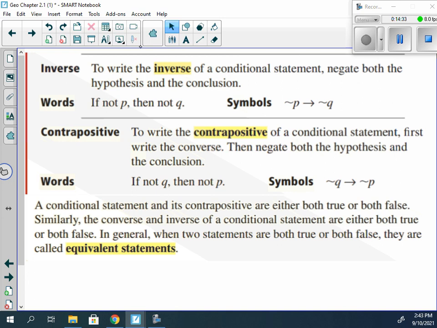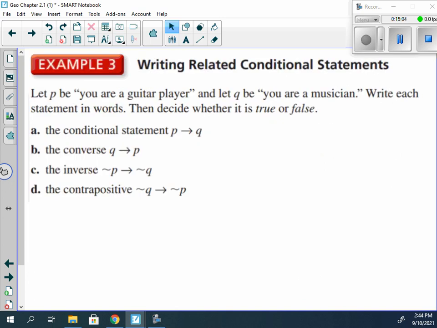The inverse is not P implies not Q, so we negate both the hypothesis and the conclusion. And the contrapositive is not Q implies not P. So we have these here. Why don't we go on and look at an example of this?